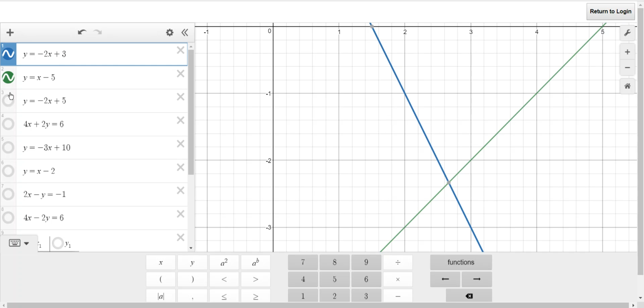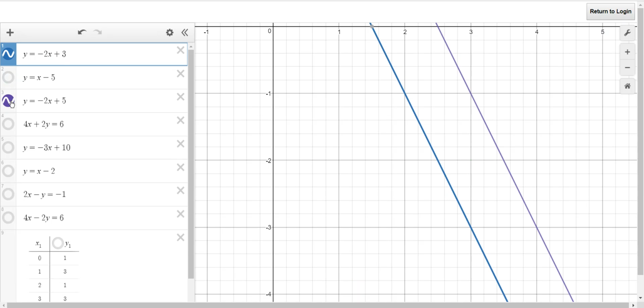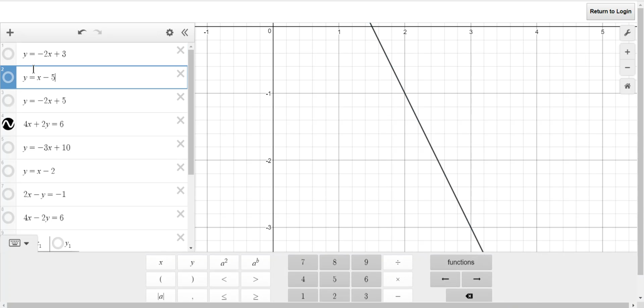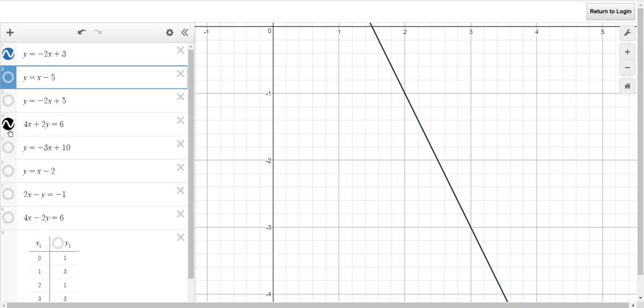So that's what you want to check on. Do they cross once? Do they cross none, which would be no solutions? Or do they cross at every single point, which would be infinitely many solutions? Let me turn this on and off. There we go.